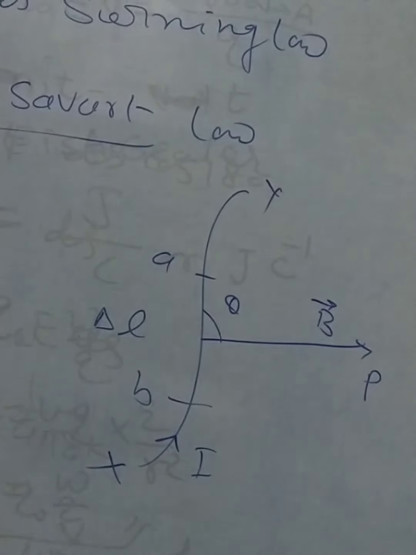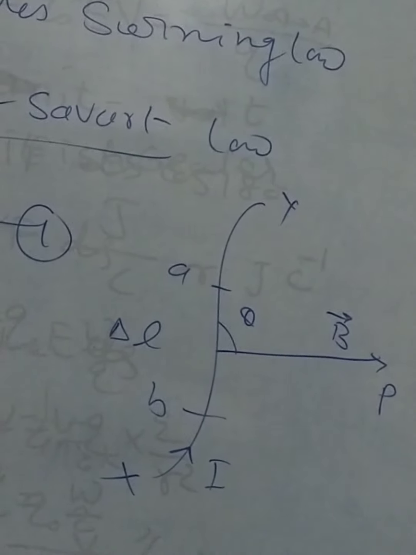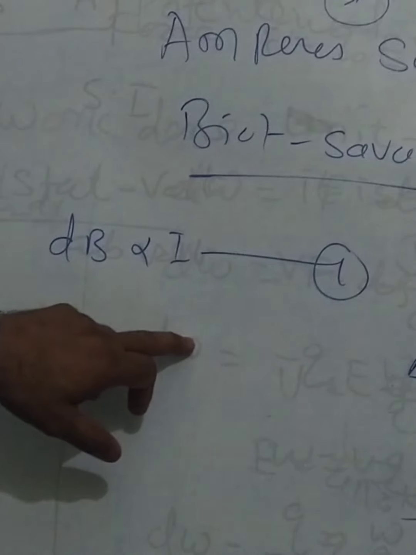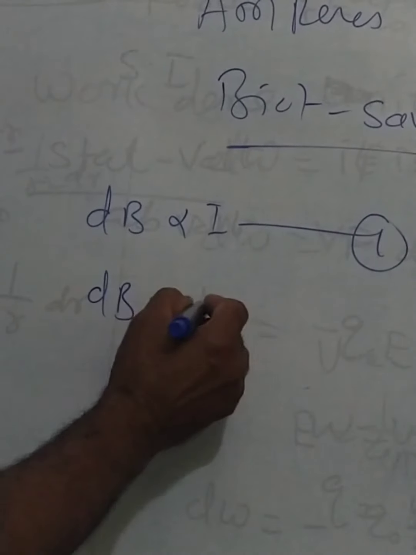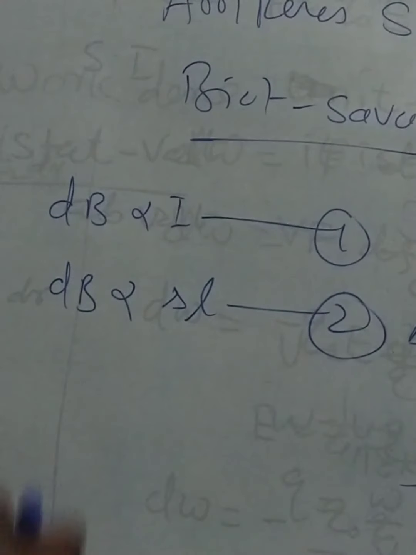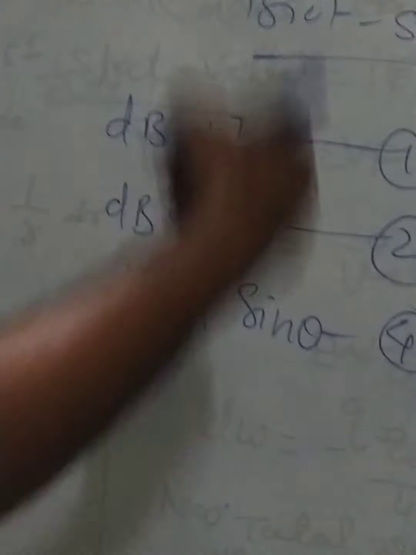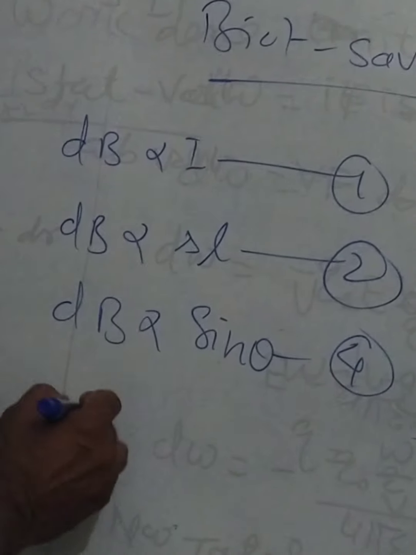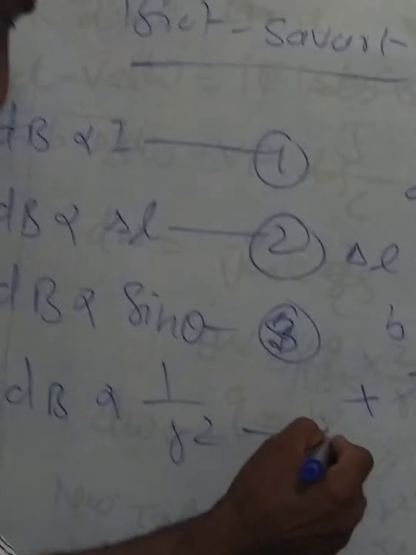Then Biot and Savart explained that the magnetic field is directly proportional to the current. This is equation number 1. The magnetic field is also directly proportional to the length del L, and it is also proportional to sine theta. I can say this is equation number 4. And this magnetic field is also inversely proportional to the square of the distance.